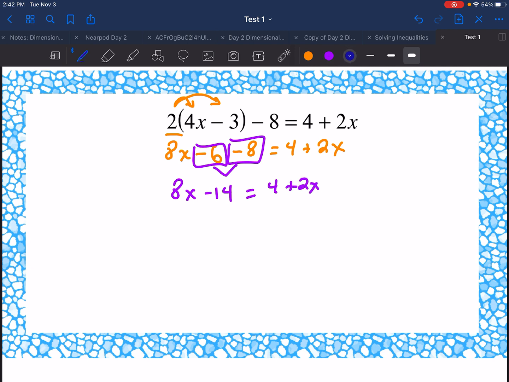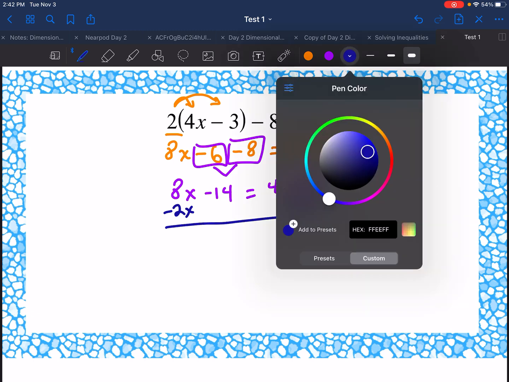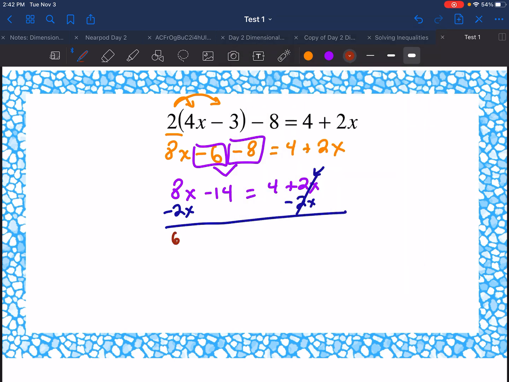I want to get my terms with x on the same side. I'm going to start with this positive 2x. The opposite of positive 2x is negative 2x. Whatever you do on one side, do on the other. That cancels. 8x minus 2x, I get 6x minus 14 equals 4.